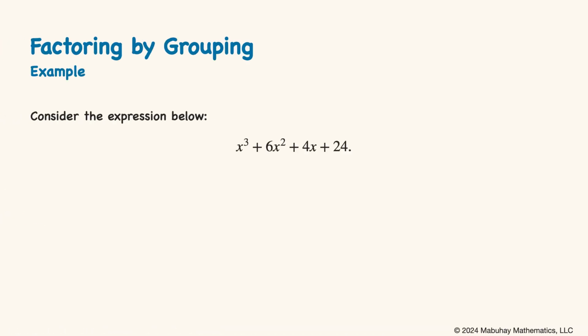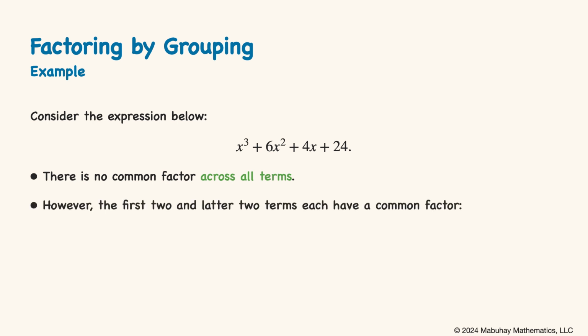So consider this expression, x cubed plus 6x squared plus 4x plus 24. Suppose we want to factor this thing. Right away, we can see that there are no common factors that apply across all of the terms. However, if we look at the first two terms, there's this common factor of x squared. If we look at the latter two terms together, there's this common factor of 4. So let's see what happens if we take those common factors that only apply to those smaller groups of terms.